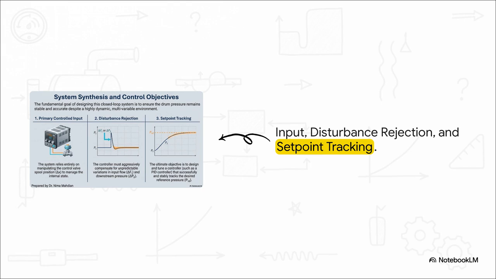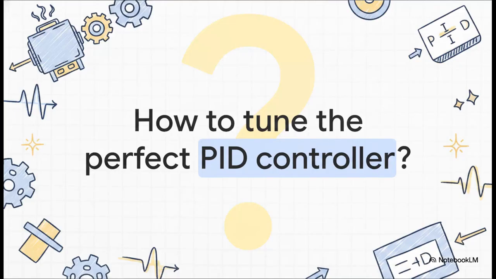Second, and you can see this in the middle graph, the controller must aggressively and instantly reject disturbances. If the input flow suddenly spikes, the pressure must quickly settle right back to the baseline. And third is set point tracking. As power grid demands change, our controller has to smoothly and stably track a new desired reference pressure without inducing any dangerous oscillations.